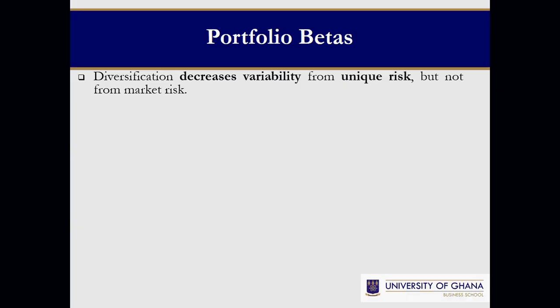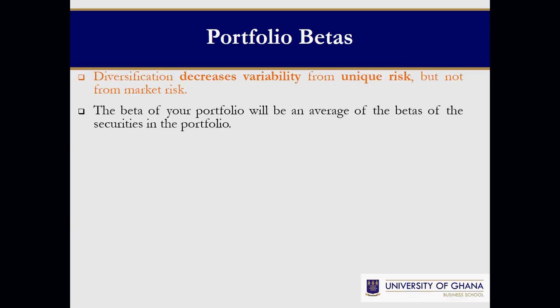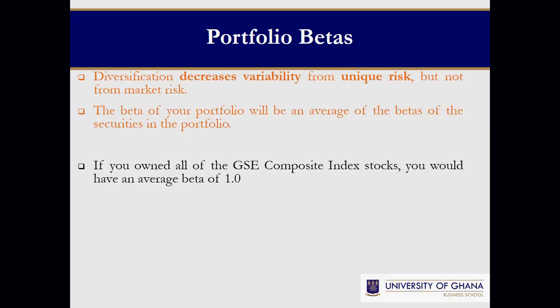So diversification reduces variability from unique risk, but not market risk. Meaning that when you are trying to diversify your portfolio, it doesn't pull you away from market risk. Market risk is constant, so we can't run away from it. The beta of a portfolio will be an average of the betas of the securities in the portfolio. If you own all Ghana Stock Exchange Composite Index stocks, you would have an average beta of 1.0.